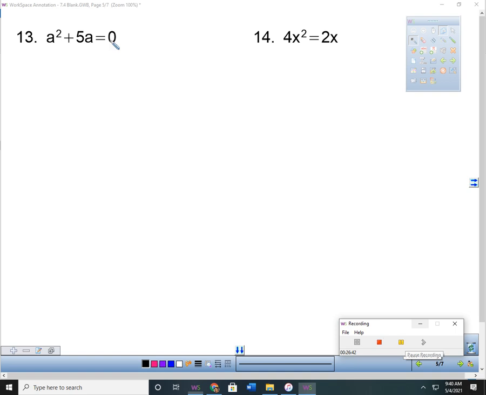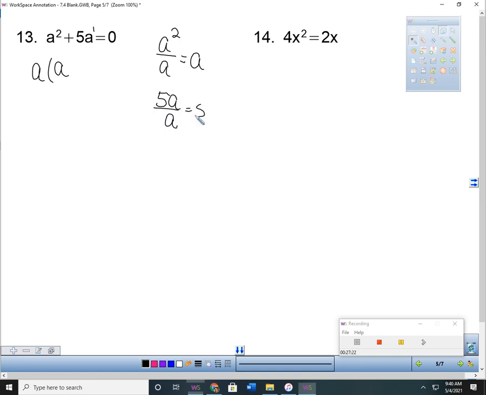So 13, I notice that I already have 0 over here. Everything is over here. So immediately I'm going to factor out my common factor. Now this has a 1 and a 5. So those numbers have nothing in common. But if I have a squared and a to the first, I can factor out an a. So I'm going to take that a squared and divide it by a. A squared divided by a to the first is a. And same with 5a. So 5a divided by a is 5.